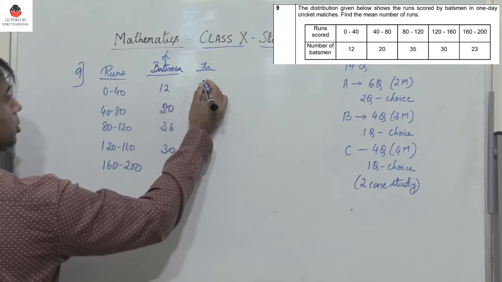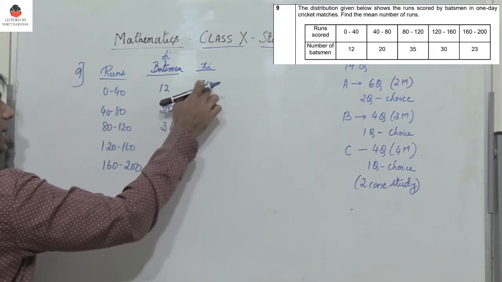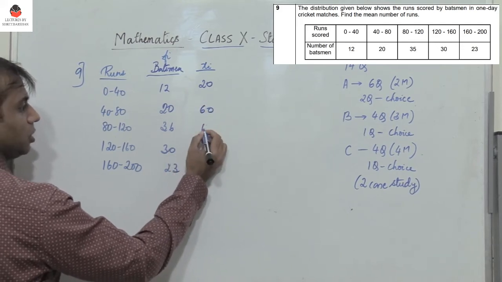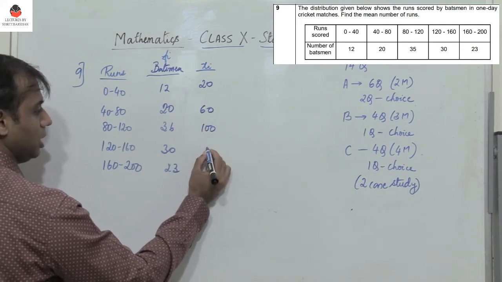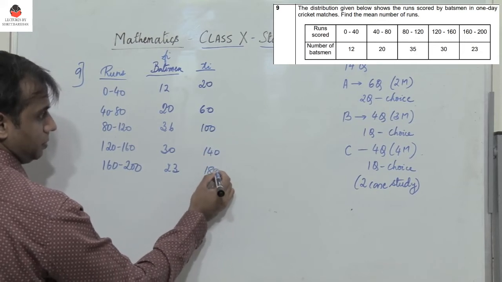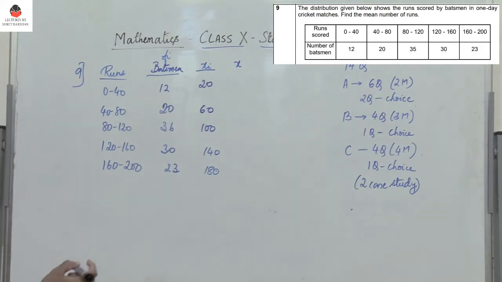0 plus 40 by 2 is 20. So remember, since the size of the class interval is 40, you can add 40 to 20 to get the next one, which is 60. 60 plus 40 gives me 100. 100 plus 40 gives me 140. 140 plus 40 will give me 180. So let me find the mean by using the direct method.